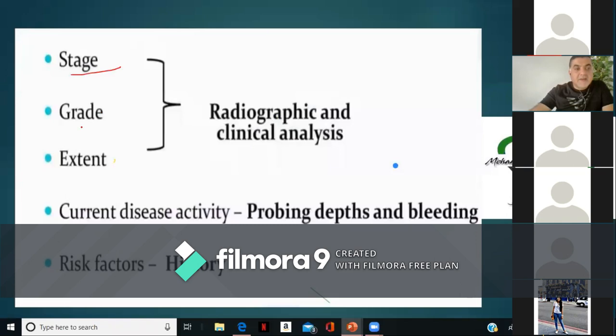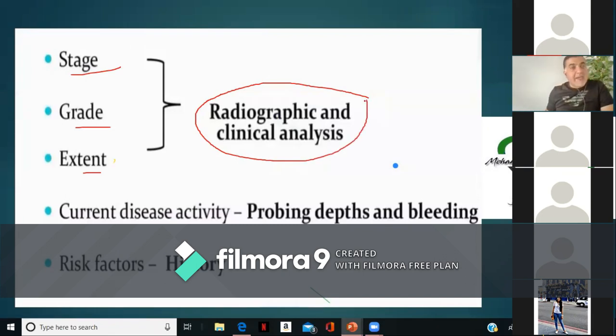Again, staging, grading, extent. How do you do that? I do that by my X-ray. I can use horizontal bite wings, I can use vertical bite wings, I can use periapical, I can use DPT, and now cone beam CT scan, there is a room for it as well. Current disease activity: probing depth and the bleeding. You will assess how much the probing depth is, and you will see if it is active. Risk factor from the history: if the patient has obesity, diabetes, from the social history. That's why we said to get our diagnosis, we need 6-point pocket charting, and we need medical and dental history.